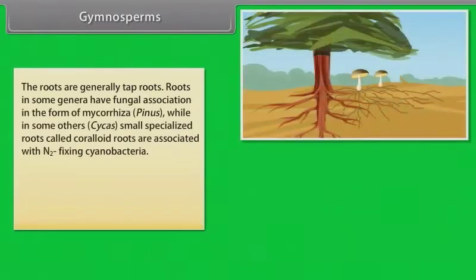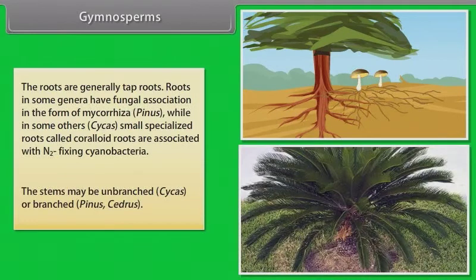The roots are generally taproots. Roots in some genera have fungal association in the form of mycorrhiza, for example Pinus, while in some others, such as Cycas, small specialized roots called coralloid roots are associated with N2-fixing cyanobacteria. The stems may be unbranched, as in Cycas, or branched, as in Pinus and Cedrus.